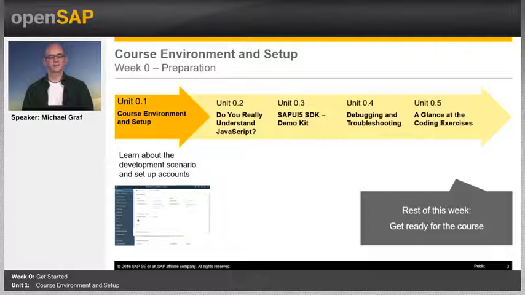So let's have a look at week 0, and as you might know, computer scientists always start counting at 0, so this is the preparation week. We will first start by talking about the course environment and setup, and then we will have a look at some JavaScript details, take a look at our documentation, and guide you through some debugging and troubleshooting tips with SAP UI5. Finally, we will have a look at the coding exercises for this course, and then you are ready to start with the content for the next week.